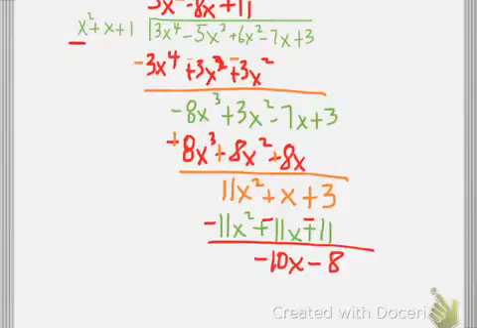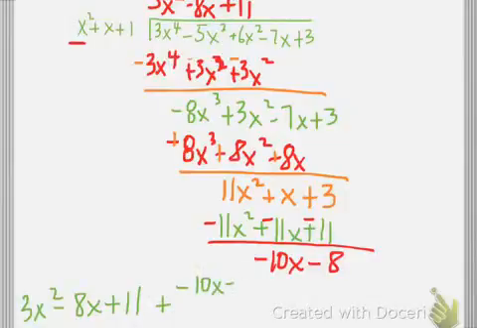So my final answer would be 3x squared minus 8x plus 11 plus negative 10x minus 8 over x squared plus x plus 1. So there's one example for long division.